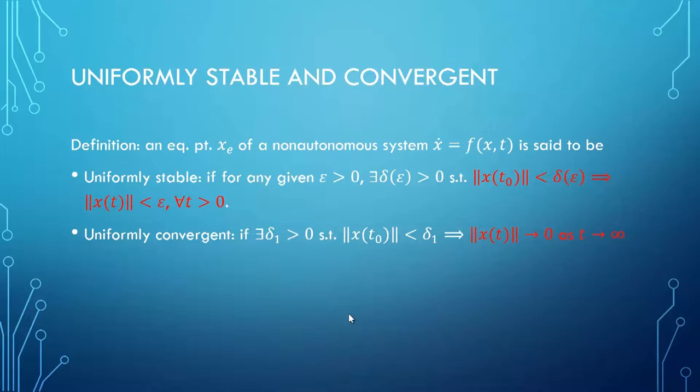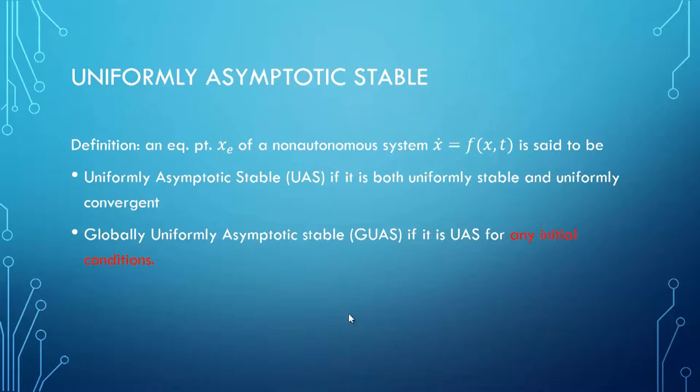So it's very similar to the definition of stable, right? But here epsilon and delta epsilon don't depend on time, so we call it uniformly. And uniformly convergent, again, the only difference from the previous one is that it goes to zero as t goes to infinity. So uniformly asymptotically stable means that it's both uniformly stable and uniformly convergent. So it should be simple. And globally uniformly asymptotically stable means it's uniformly asymptotically stable for any initial conditions. If it doesn't depend on initial conditions, we say it's global, no matter where the initial condition is.